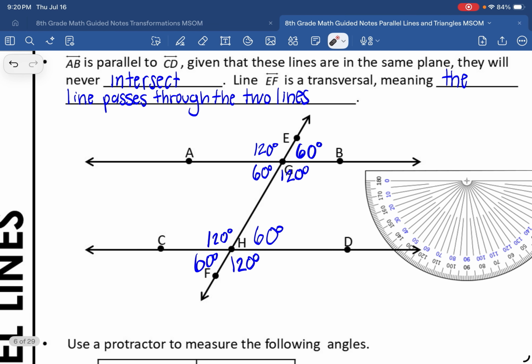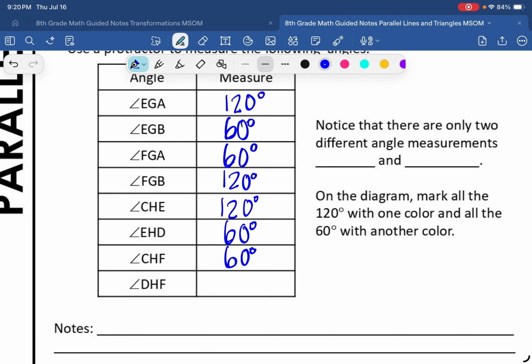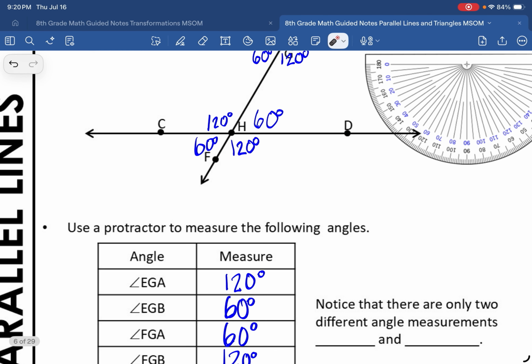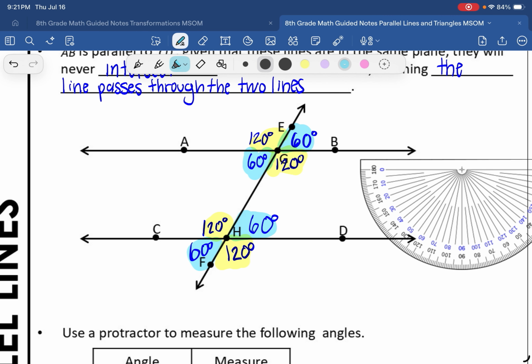Angle EHD, this angle, 60 degrees. Angle CHF is this angle, 60 degrees. And angle DHF is 120 degrees. On the diagram, mark all the 120 degrees with one color and all the 60 degrees with another color. So there's my angles colored.